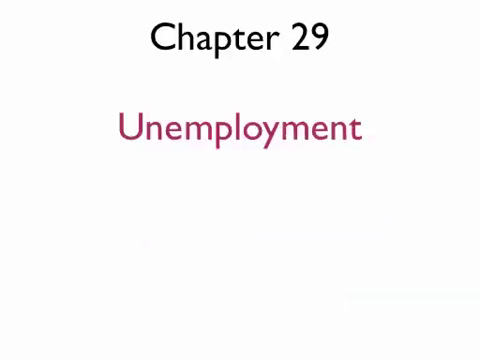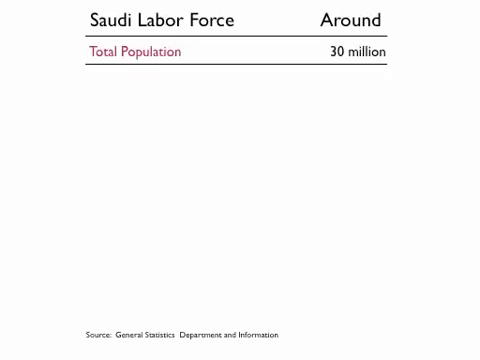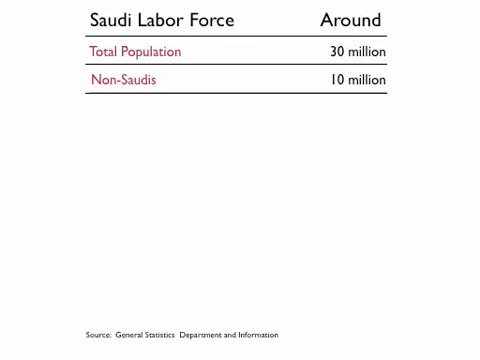Okay, chapter 29 on unemployment. Unemployment, let's start and think about the Saudi situation here with our labor force. I've set up a table here. The total population in Saudi Arabia is about 30 million. Of that, about 10 million are non-Saudis. That would leave about 20 million Saudis.